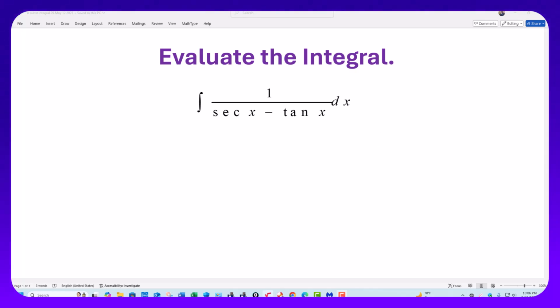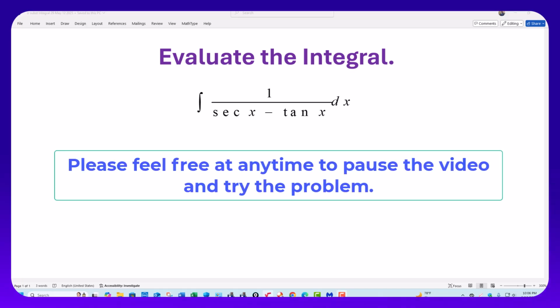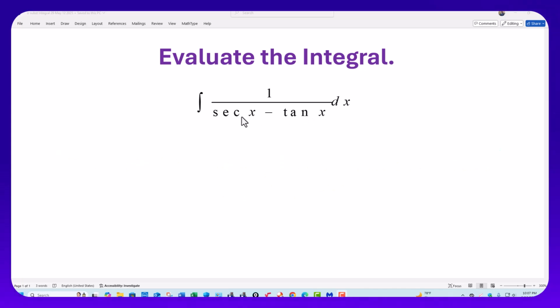In this video, we have the integral of 1 over secant of x minus tangent of x. So you could work with secant and tangent here if you can find an approach or a substitution here. It'd be nice if we had a secant squared in the numerator.